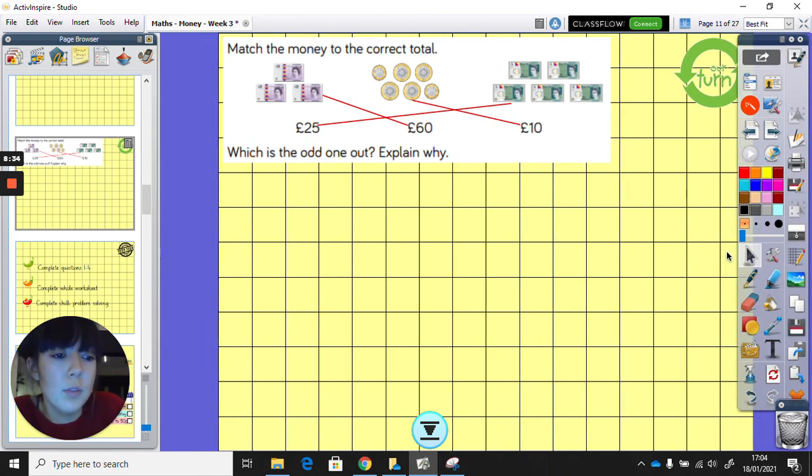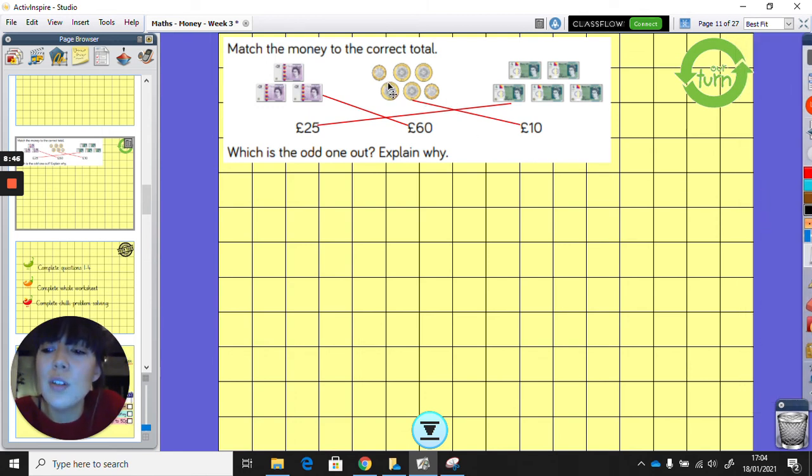Okay, so first of all, which is the odd one out? What do you think? Have you explained why on your piece of paper? For me, I think the odd one out is the middle one. And I think it's the middle one because that has 2 different amounts of money, 2 different coins or notes, okay? These are 3 20s, these are 5 5s, but these are 4 2s and 2 1s, okay? So it is the odd one out because it's not using the same coin or note, okay? That's what I would put.